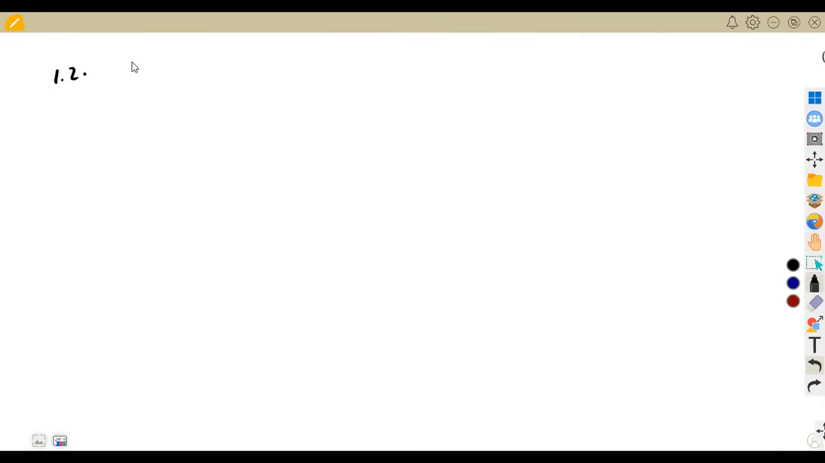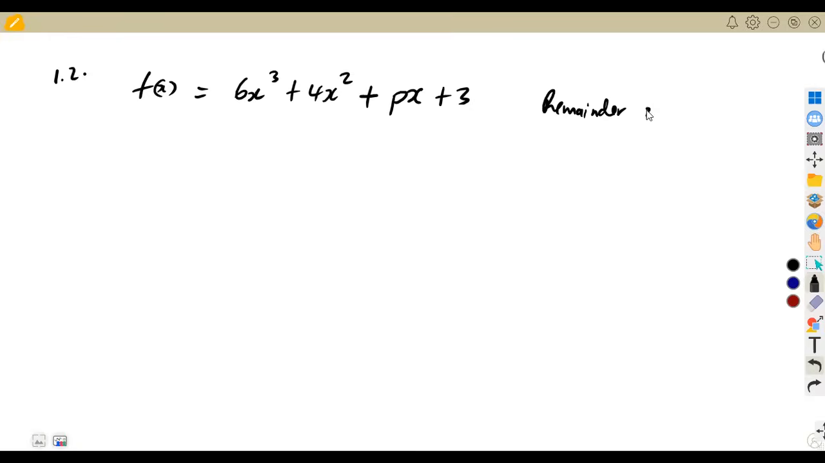We are asked to determine the value of p for which f of x is equal to 6x cubed plus 4x squared plus px plus 3. That was our f of x in this case. So they are saying we are supposed to determine the value of p if this expression gives a remainder of 10. So you're given the remainder of what? Of 10 when divided by 2x plus 1. What is going to be the value of p?